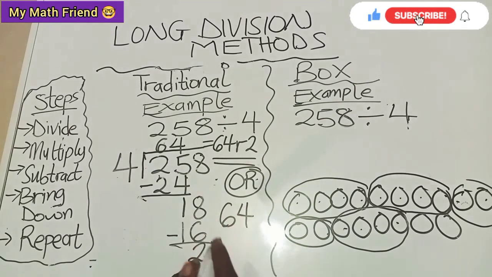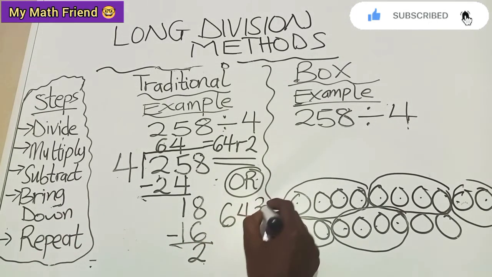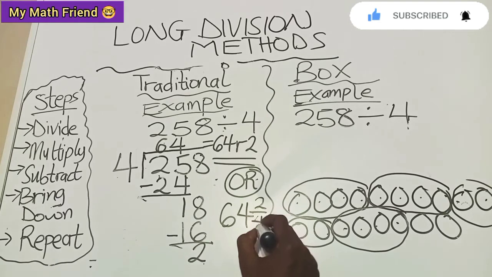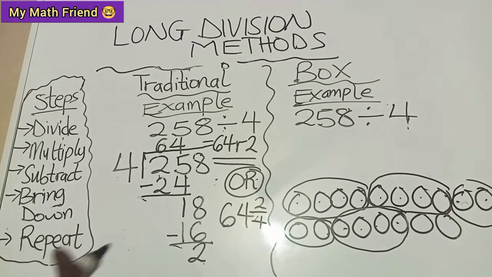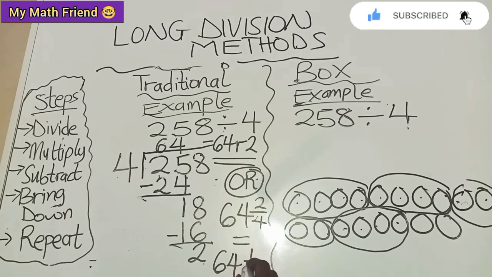And then the 2 is divided by the 4. So 64 and 2 out of 4, which can be reduced to 1 out of 2. You know that? Yes. Very well. So you can leave it like that, which is the same as 64 and a half. Any of them is correct. Great. You got that one.